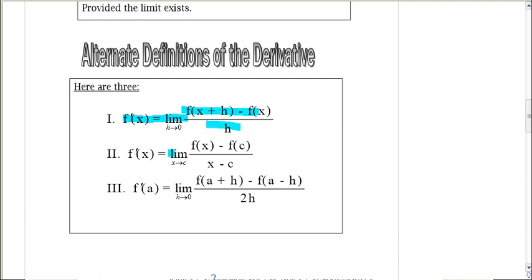The next one is the limit as x approaches c of f of x minus f of c all over x minus c. And the last one we don't use as much. It's a lot of work for this one. It's the limit as h approaches 0 of f of a plus h minus f of a minus h all over 2h. And it's hard to say as well.